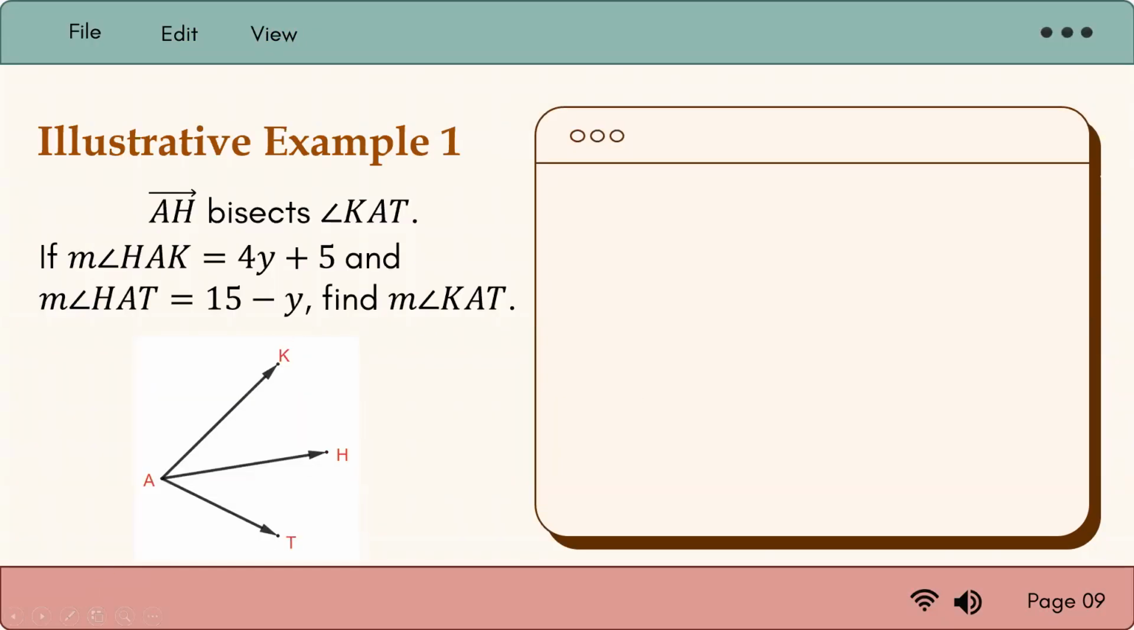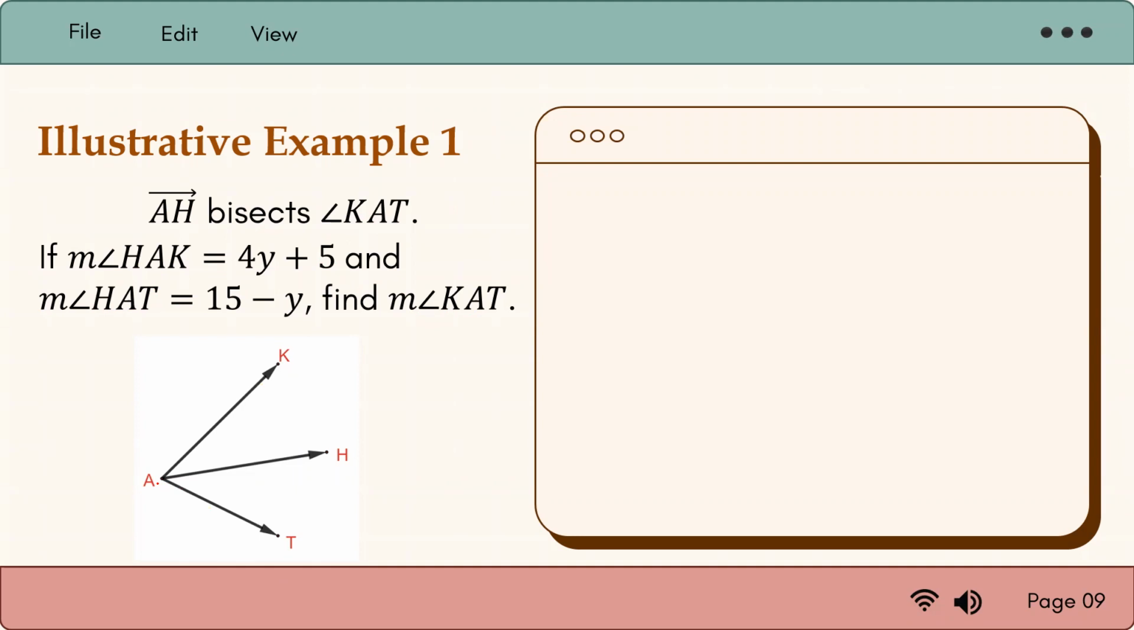So let's proceed to the example directly now. All right, so here we have ray AH bisects angle KAT, and if the degree measure of HAK is equal to 4y plus 5, and the degree measure of angle HAT is equal to 15 minus y, find the degree measure of angle KAT. So here's the illustration.